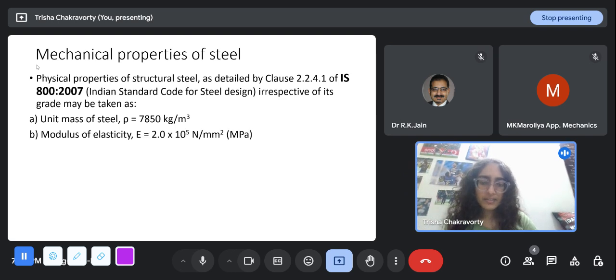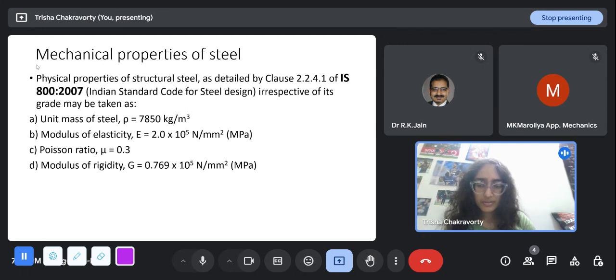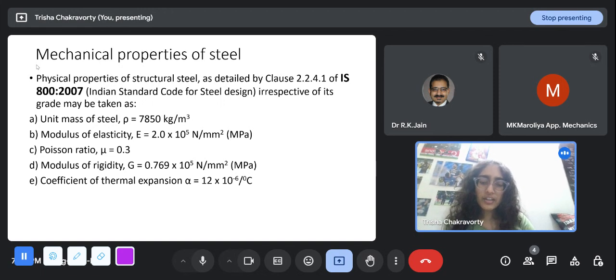The modulus of elasticity is 200 gigapascal, or 2 into 10 to the 5 megapascal. The Poisson's ratio is 0.3. The modulus of rigidity is 0.769 into 10 to the power 5 megapascal, and the coefficient of thermal expansion alpha is 12 into 10 to the power minus 6 per degree centigrade.